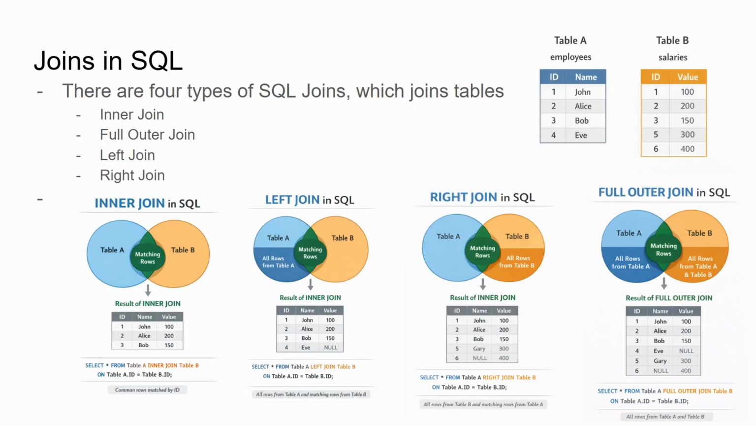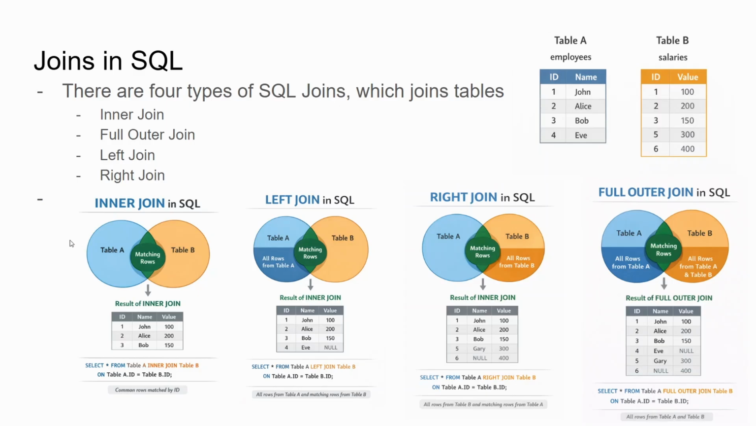Now, the first thing that I want to cover in SQL is joins. There are four types of SQL joins which join tables. They are inner join, full outer, left, and right. I have here two example tables. Table A is employees and table B is salaries. A has John, Alice, Bob, and Eve in it, and salaries has 100, 200, 150, 300, and 400 in it.